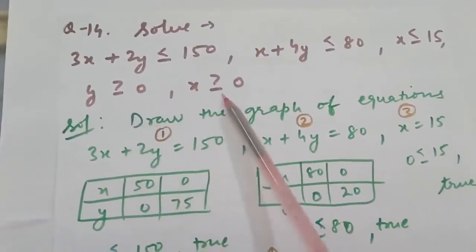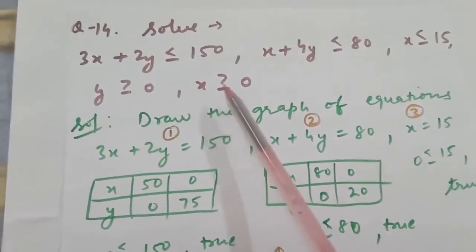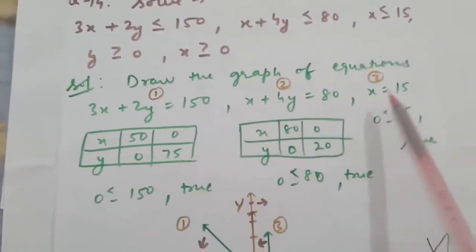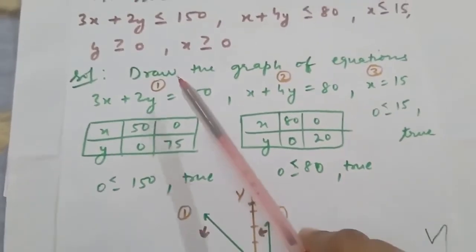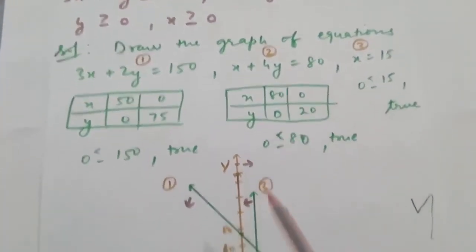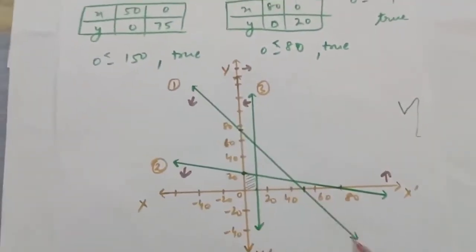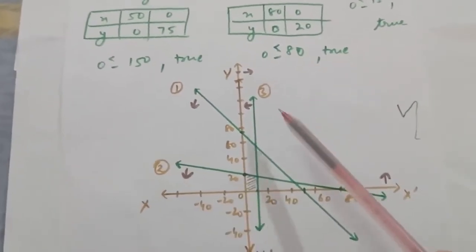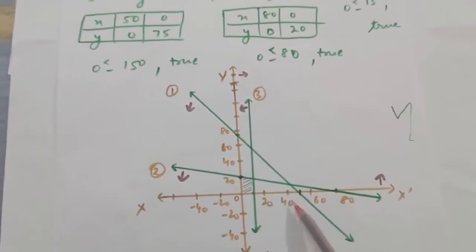So for these two inequalities, we know that the solution will lie in the first quadrant. Now draw the graph of the equations, right? And if you don't want to write the equations, just number them as 1, 2 and 3. So we will draw the graph. So this is the graph of line 1, this is the graph of line 2nd and this is the graph of line 3rd. Also I have taken a margin of 20.